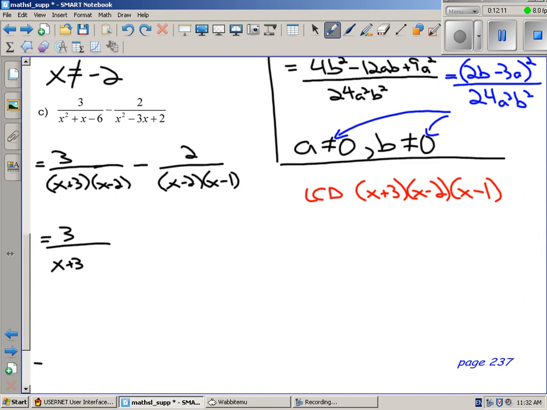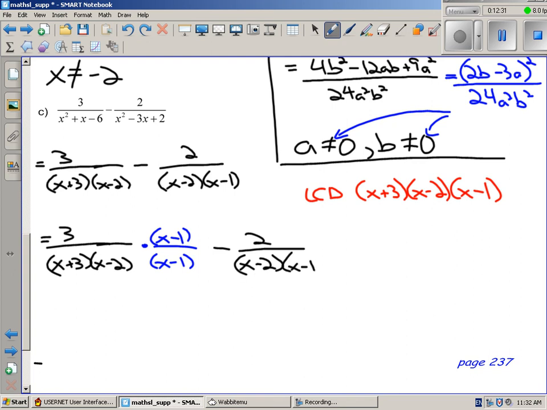All right, 3 over x plus 3 times x minus 2. I want to build that common denominator that has an x minus 1 as well. So I'll just multiply the top and bottom by x minus 1. Minus 2 over x minus 2, x minus 1. Again, I want to build that common denominator, and what's missing in this case is the x plus 3.